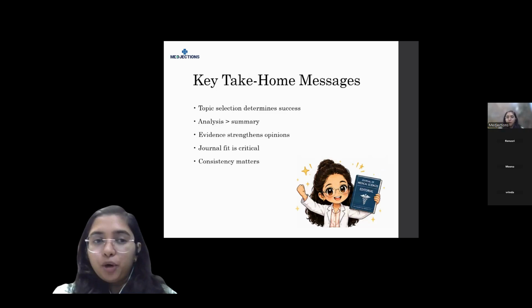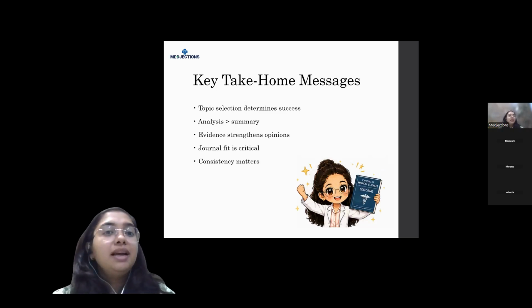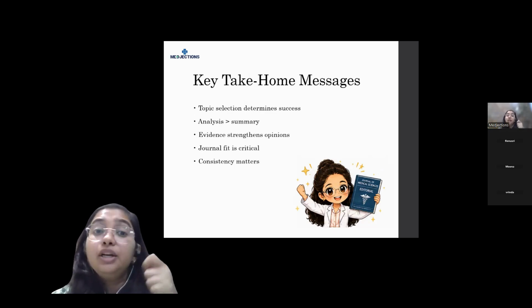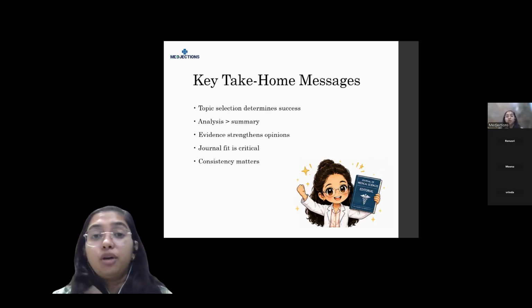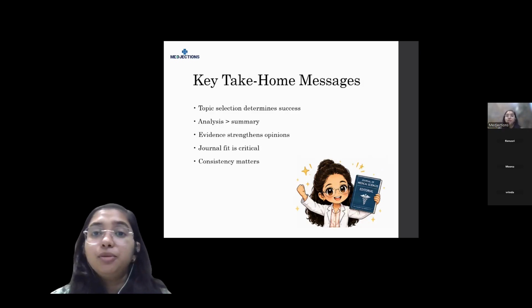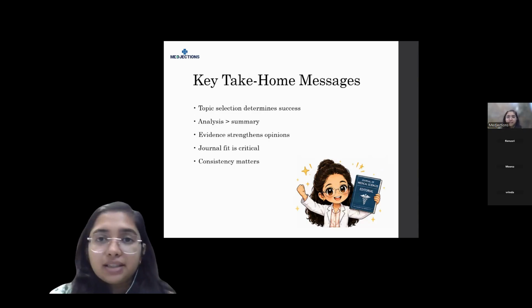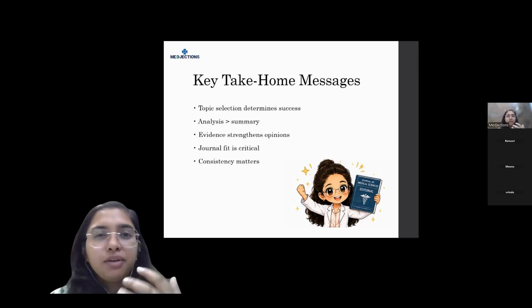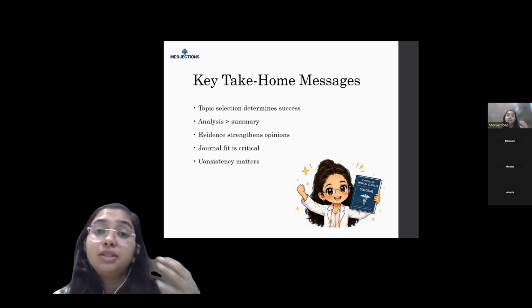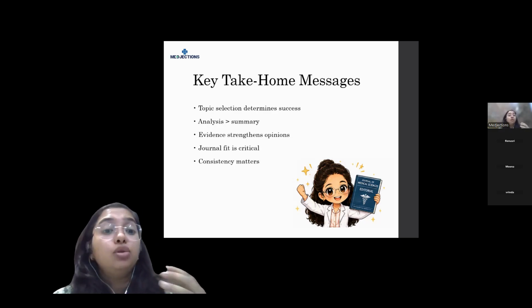So these are the main points. Topic selection in any research determines the success, and that's the reason that 95% of our abstracts have been selected in whichever conference we have submitted. Topic is the main thing. So you should always go with recent clinical trials. For analysis, you have to think like a researcher. If you are giving this drug to your patient, is it helping the patient or not? If there are some side effects, what could they be, and how to manage them.